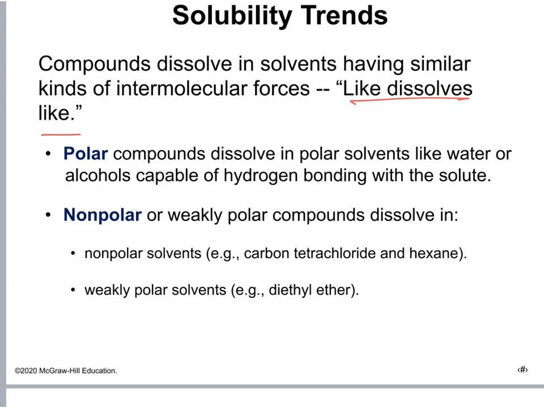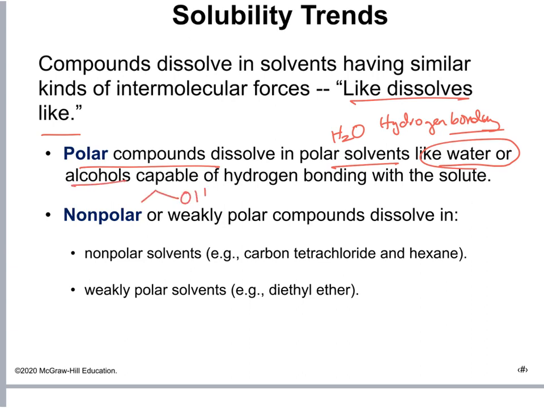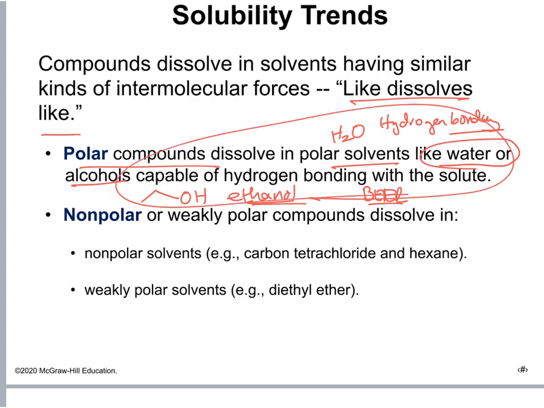and let's see. So polar compounds are going to dissolve in polar solvents, and you might want some examples here. Okay, so water would be a polar solvent, and that does hydrogen bonding. So if you have something else that does hydrogen bonding, it's typically going to be soluble. Alcohols also do hydrogen bonding, so ethanol. And ethanol is the active ingredient in beer. So in a beer, you know ethanol is soluble in water, because that's essentially what you have.